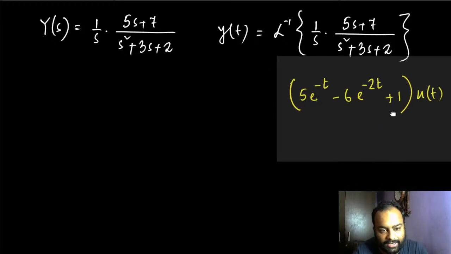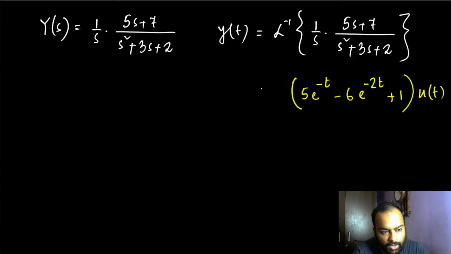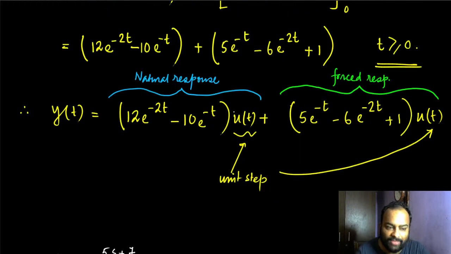We cannot calculate the natural response using the transfer function approach, because the very definition of the transfer function approach requires that we have zero initial conditions. And if we have zero initial conditions, how can you even have a natural response? Okay, so that's the final result.